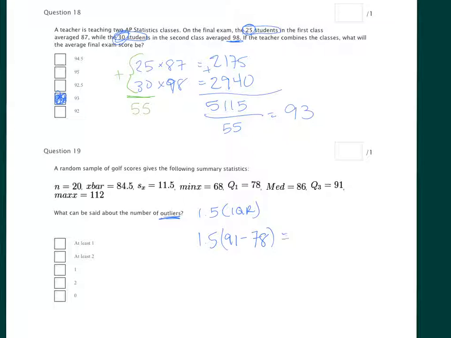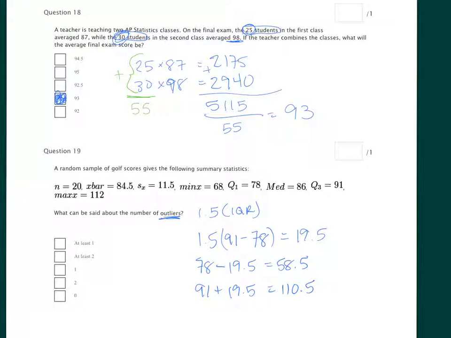And I'm just going to plug it all into my calculator. So 1.5 times 91 minus 78 gives me 19.5. And then I take my Q1 first, so that's 78 minus 19.5, which gives me 58.5. And I'm going to take my Q3 and add 19.5. And that's going to give me 91 plus 19.5 will be 110.5.